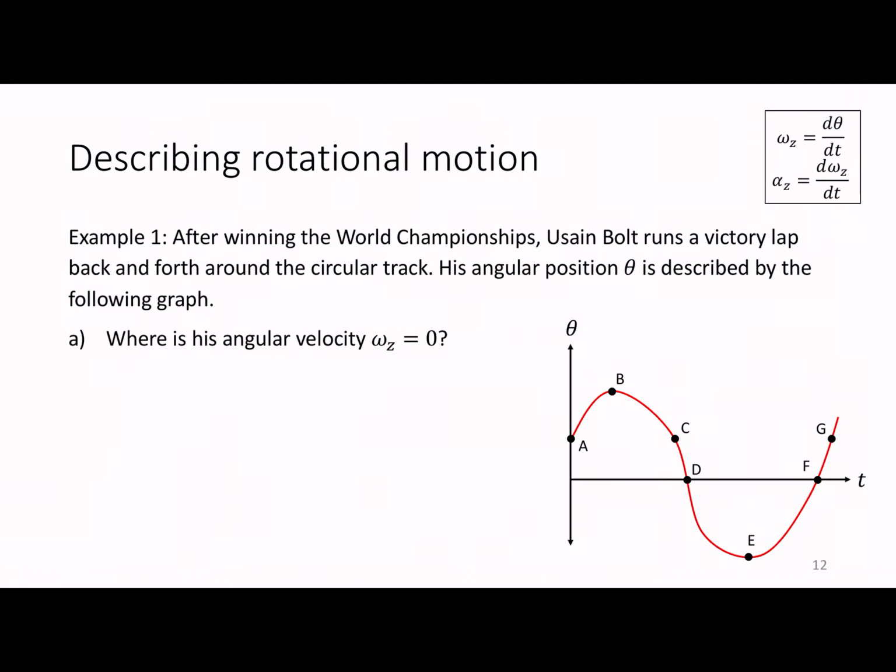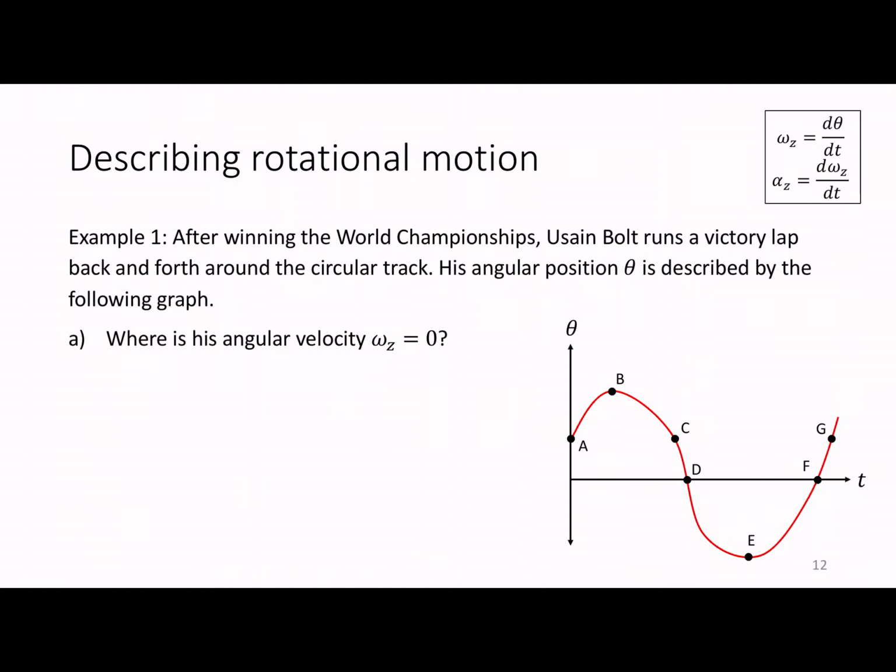So now let's go ahead and start getting some practice on this. Imagine after winning the world championship, Usain Bolt is going to run a victory lap. But now we'll go on that circular track. And in fact, he's not just going to run in a big loop. He's going to run back and forth, I don't know, high-fiving a bunch of people, whatever he's doing. And what I'm going to tell you is that the angular position theta as a function of time is described by the following graph.